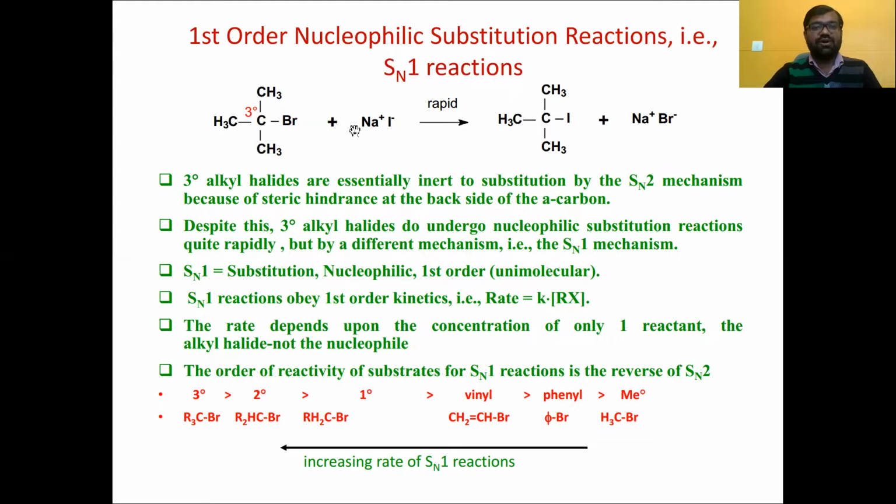However, even if we increase or decrease the concentration of sodium iodide, there is no significant increase or decrease in the rate of reaction. That means the rate of the reaction is independent of the concentration of sodium iodide. That's why this reaction is termed a first order nucleophilic substitution reaction, because the rate of the reaction is dependent upon the concentration of only one substance, tertiary butyl bromide, and independent of the concentration of any other substance. This is a basic fact for this reaction.